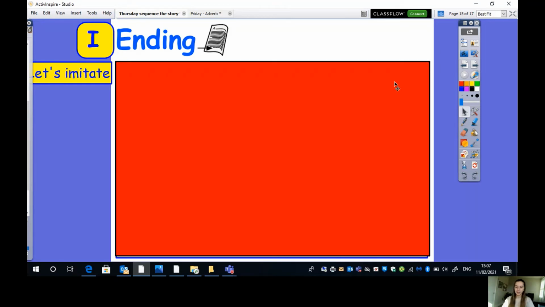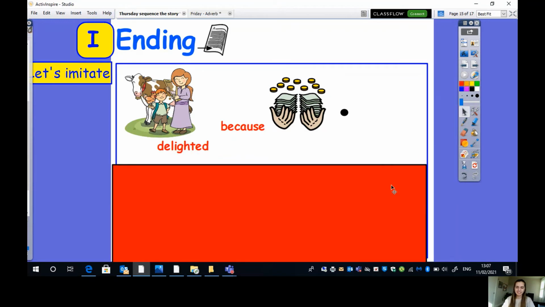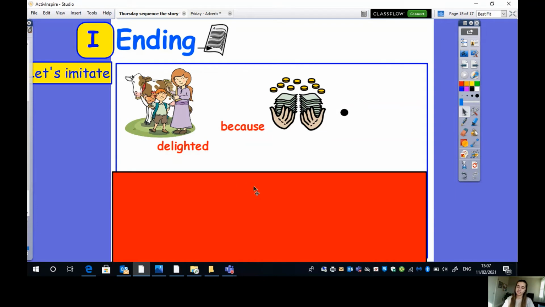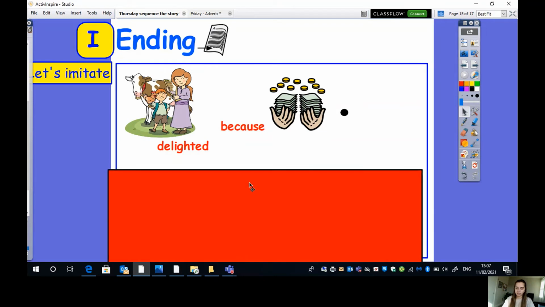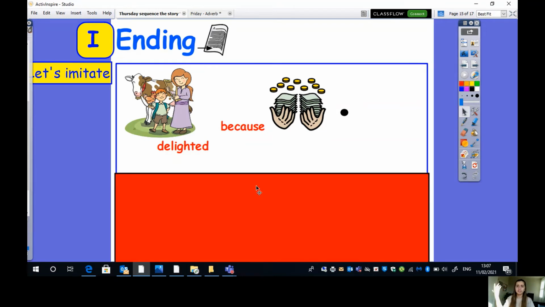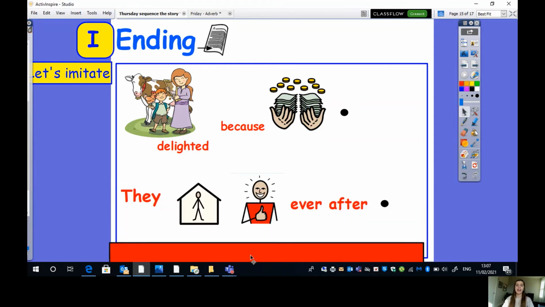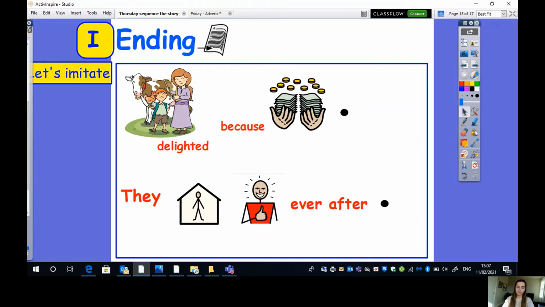They're really happy. In fact, they're delighted because now they are rich. Mum is very happy that she now has that expensive hen, so then she can sell those golden eggs so she can get food and clothes and everything she needs. And our classic last line, say it all together. They lived happily ever after.